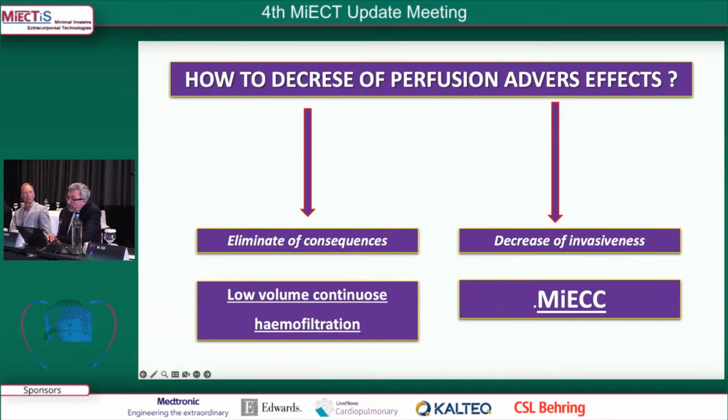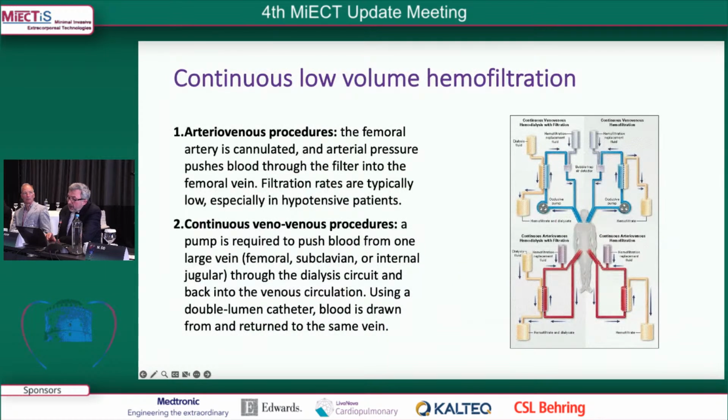In our practice, we now use two ways to solve the problem of negative consequences of perfusion. One of them is elimination of consequences, and we use low-volume continuous hemofiltration. Our other way is decreasing the invasiveness of CPB. It's MiECT, of course. Hemofiltration technology has been implemented by our Center for Complex and Prolonged Cardiac Operations, and it gives no bad results in our experience.